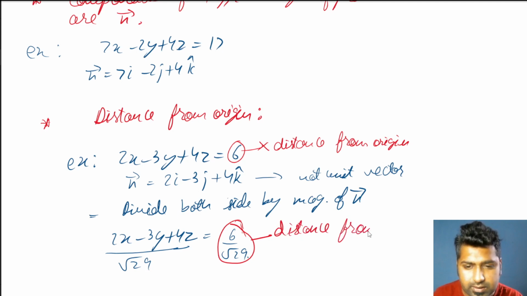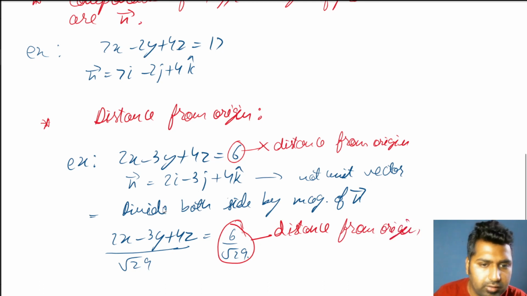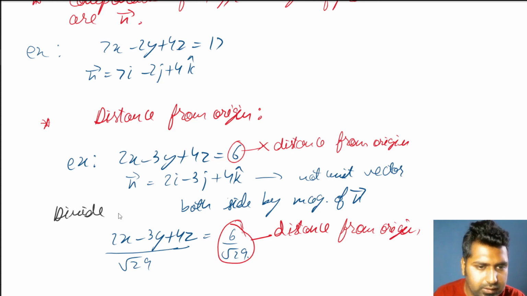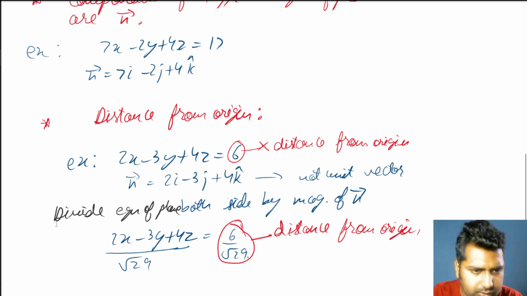So in order to get the distance from origin, what's the key idea? Divide the equation of plane on both sides by the magnitude of the n vector. The n vector you can already guess now. That's the only key thing that you should remember.